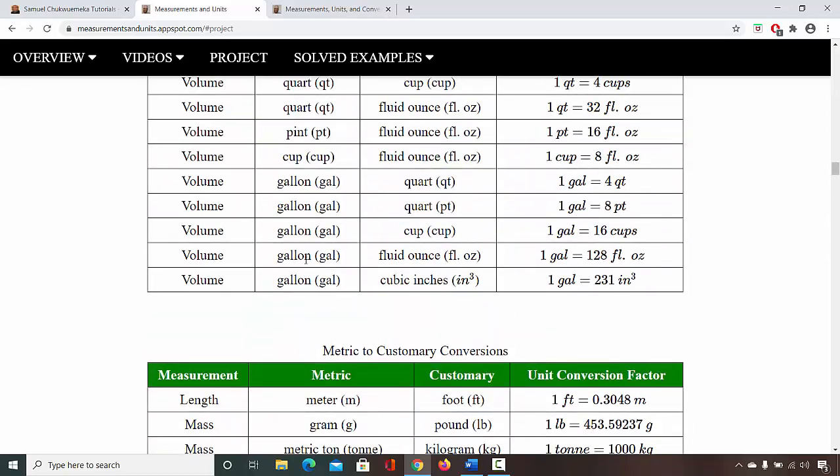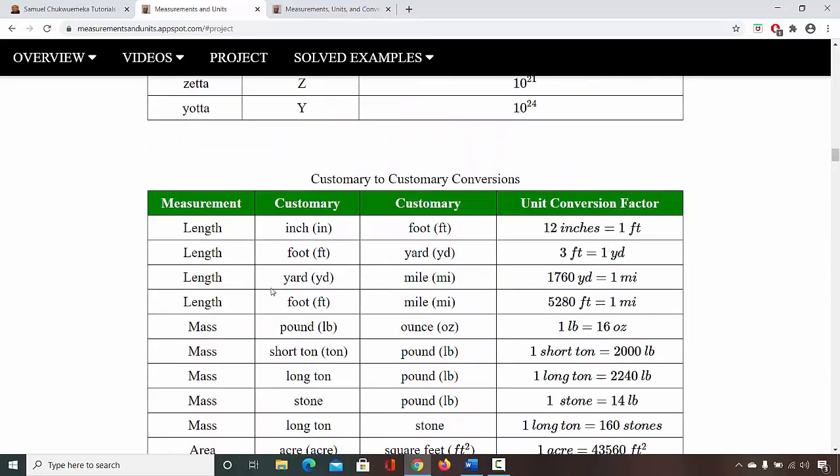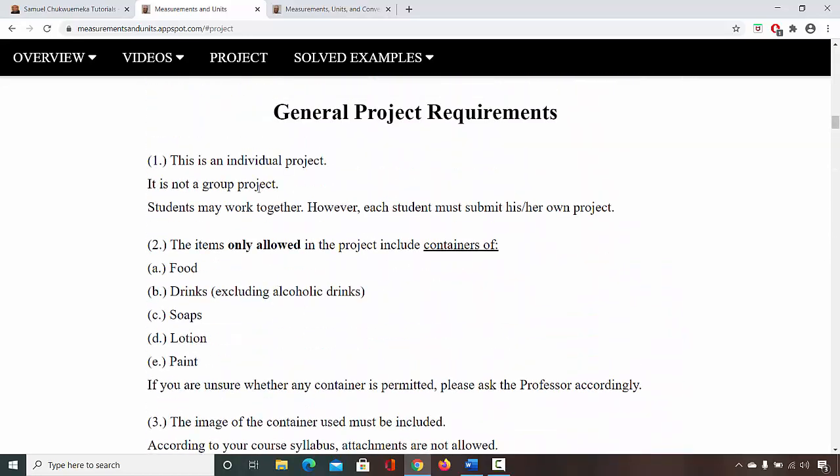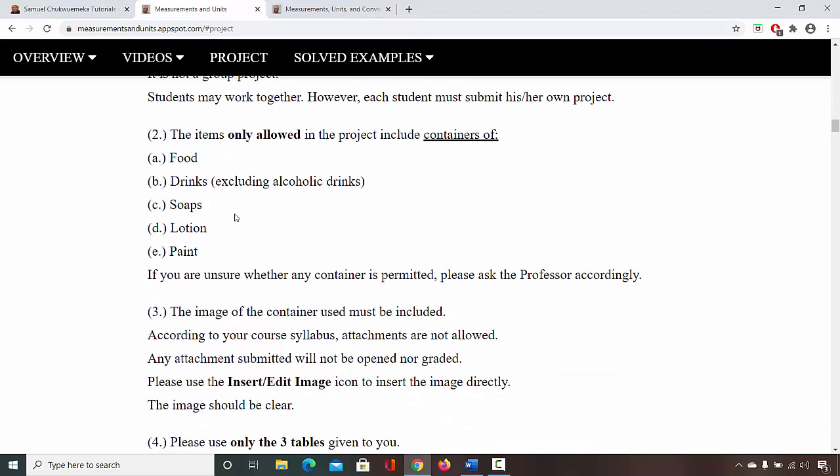These are just the rules I give to my students on how they can do the projects. Usually you want to specify the containers you will allow. You don't want a student to use a container of alcohol, no, because we don't want to teach them that. You want them to use just containers of the things they use on a daily basis.